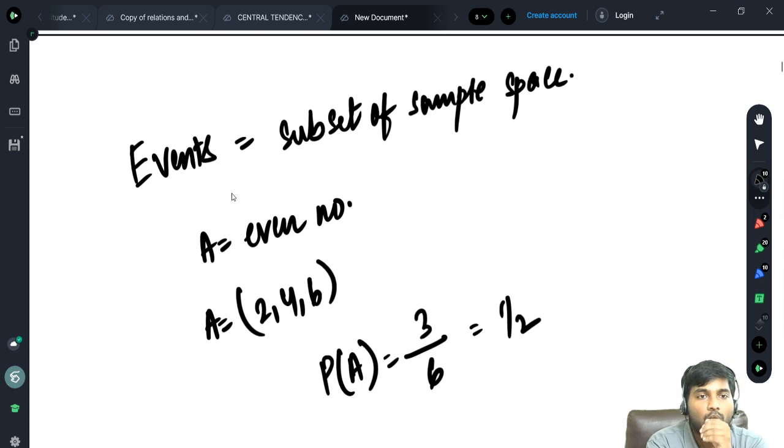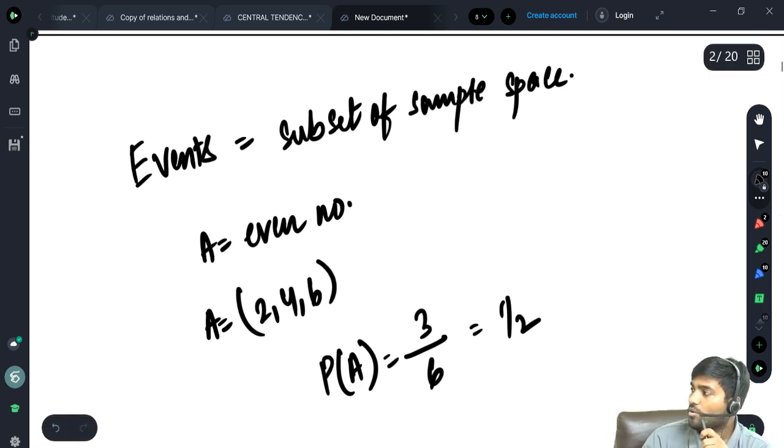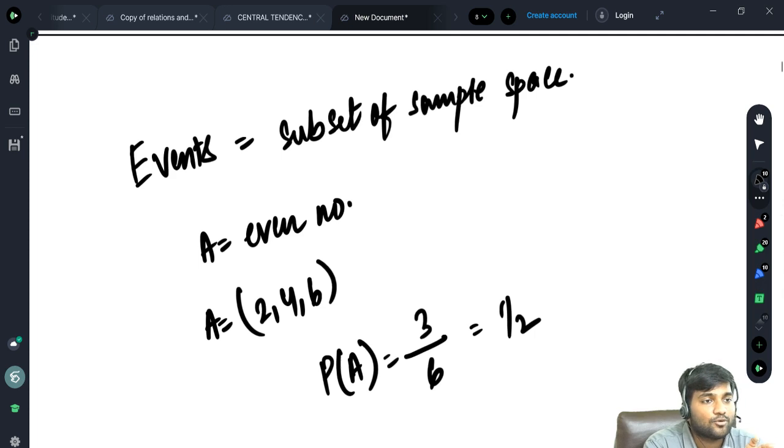Okay. What are equally likely events? Just keep listening. Sunte jao. Okay? Sunte jao. What are equally likely events? Probability is same of all the events. Okay, like 1, 2, 3, 4, 5, 6. So we get equal probability. 1 by 6 for each. Okay.